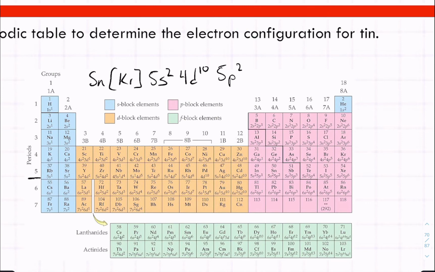So again, our valence electrons are just those from the highest principal quantum shell number. So our 5 would be the highest here, so we have 4 valence electrons.